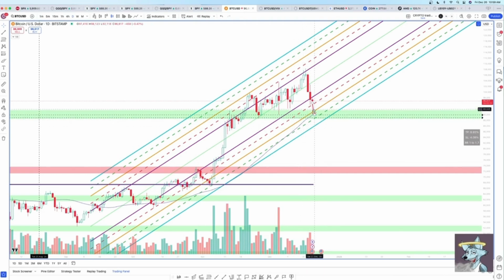I would still like to see one last big flush to flush everyone, especially there's a lot of longs at 90,000 USD that we could flush. That's a big support, but then we will most likely have a nice beautiful wick and then start going back up.